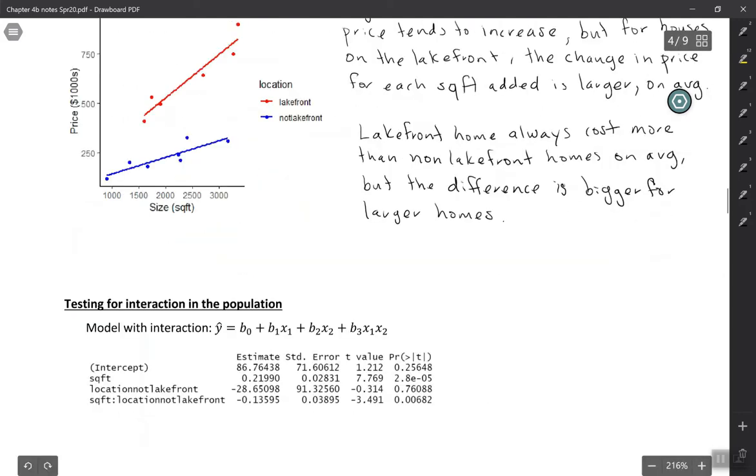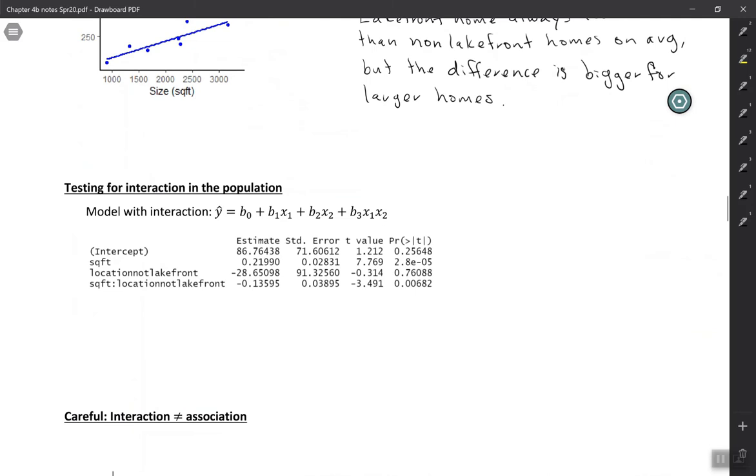So before we can test for an interaction, we have to have a model that actually includes an interaction. Notice this new term that the additive model didn't have. This is the interaction term. It's literally just taking x1 and x2 and multiplying them together. R will do it all for you behind the scenes, but you could imagine creating a new column in your data table that's just the size multiplied by the indicator for location.